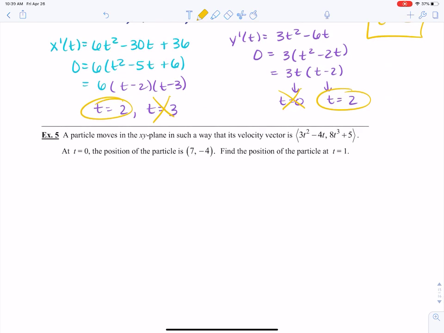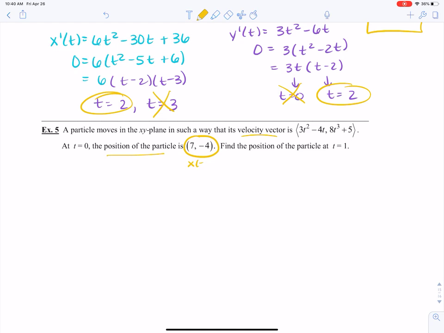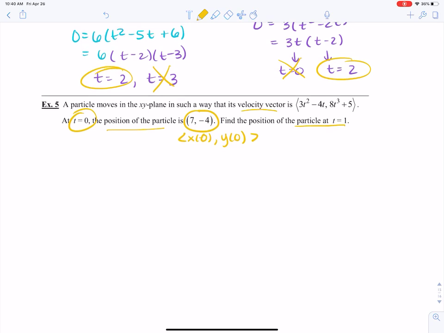Okay? Last question of all the notes for forever and forever, amen. I'm giving you a velocity vector, and I want you to find the position. Now, it gives you position of 7, negative 4. Guys, that is your x of 0, comma, y of 0. And I want to find the position at t equals 1.